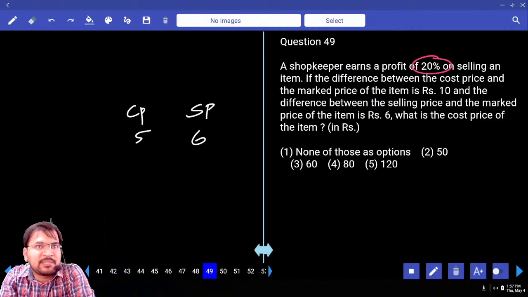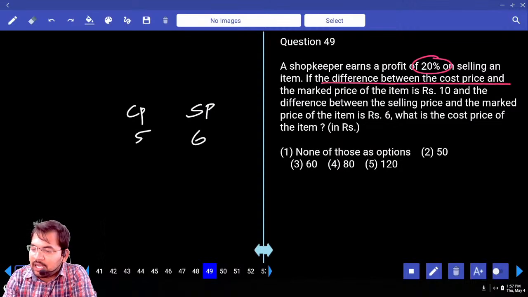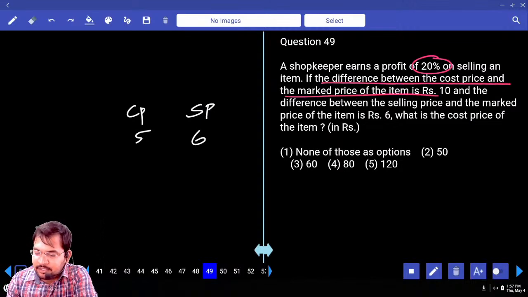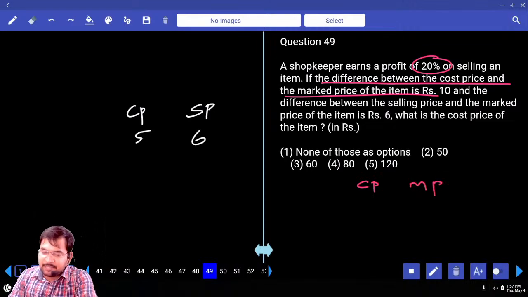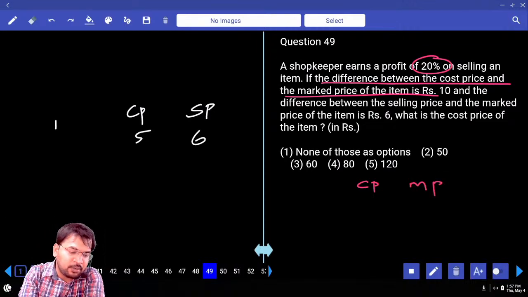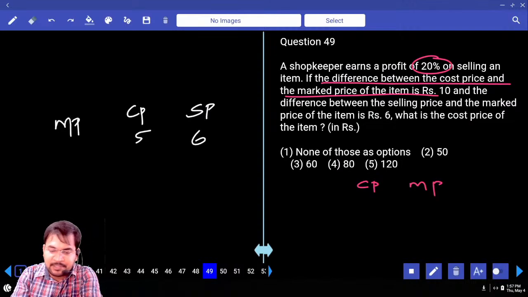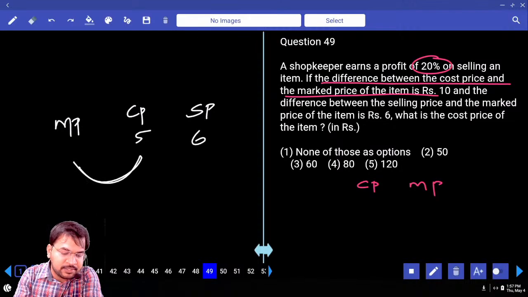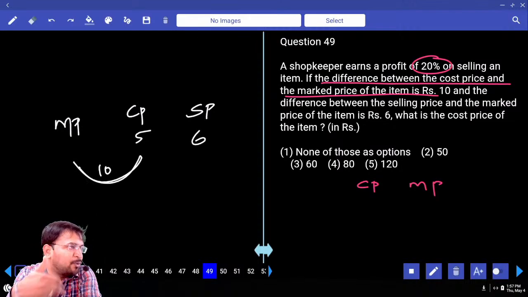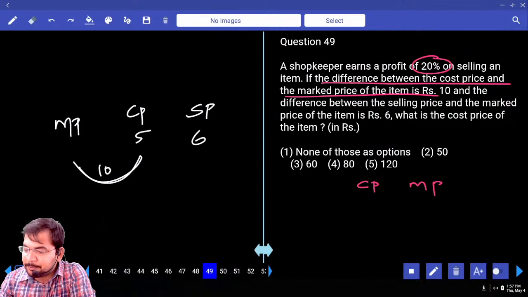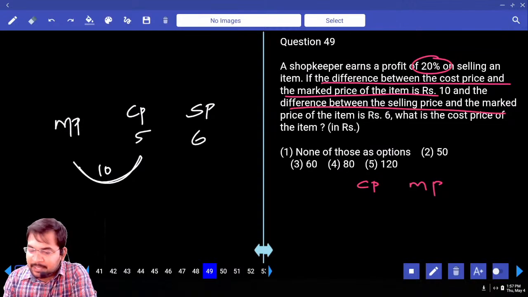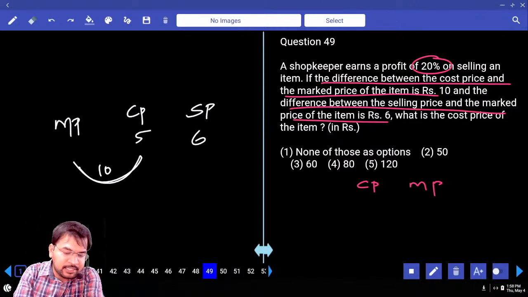5 parts is the cost price, 1 part is the profit, selling price is 6 parts. Are you clear? Now they given the difference between the cost price and market price of an item is 10 rupees. So market price will be more than cost price. Are you clear? Next, the difference between the selling price and market price of the item is 6 rupees.